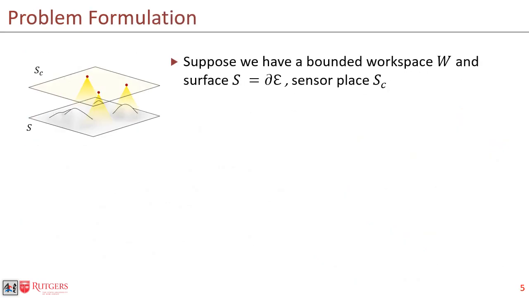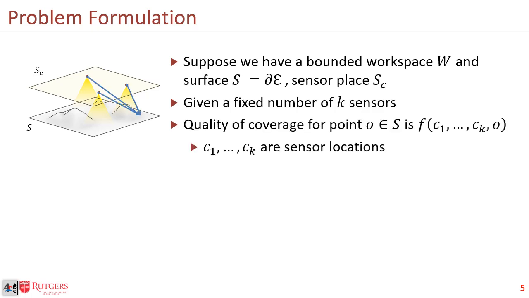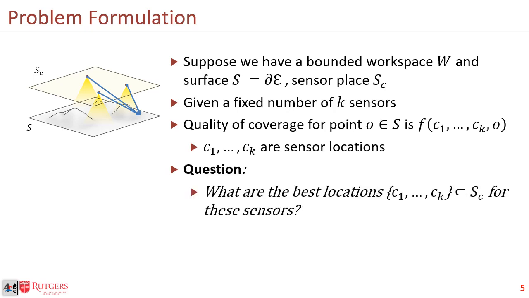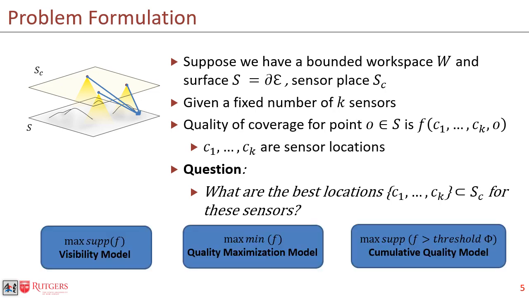Now we provide an outline of the problem studied. Given a bounded workspace S with surface ∂S, sensor plane S_C where sensors are placed, and a team of K robots or sensors, define the coverage quality of a point o on ∂S as f(c1 to cK, o), with c1 to cK as the sensor locations. The natural question is what are the locations to place these robots, which in this setup are static locations?